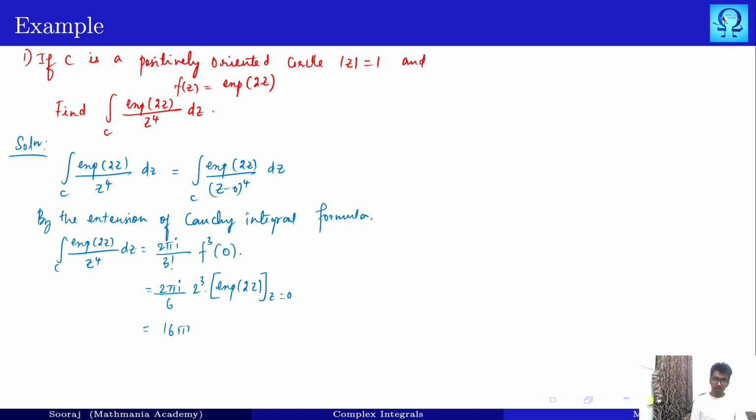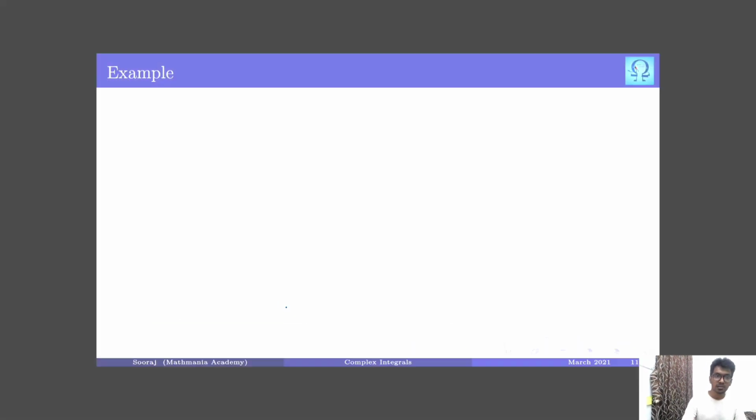So 16 pi i upon 6, exponential of 0 is 1. So it is 8 pi i upon 3. So this is the value, right?